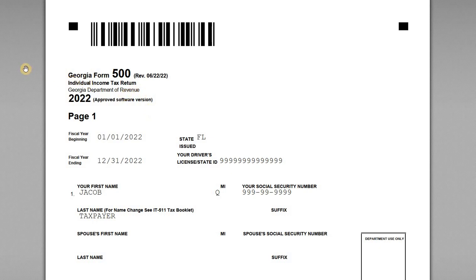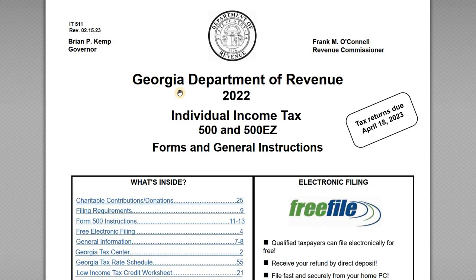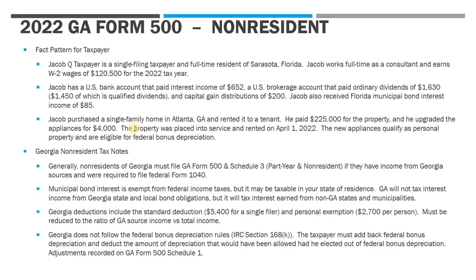So we'll go through the full Georgia Form 500 here, and we also have the Georgia form instructions, and we'll need to reference these instructions to find the tax tables to calculate the amount of tax he owes on that net Georgia source income. And then lastly, we do have one slide here covering some background on the fact pattern and then some notes on the Georgia non-resident return.